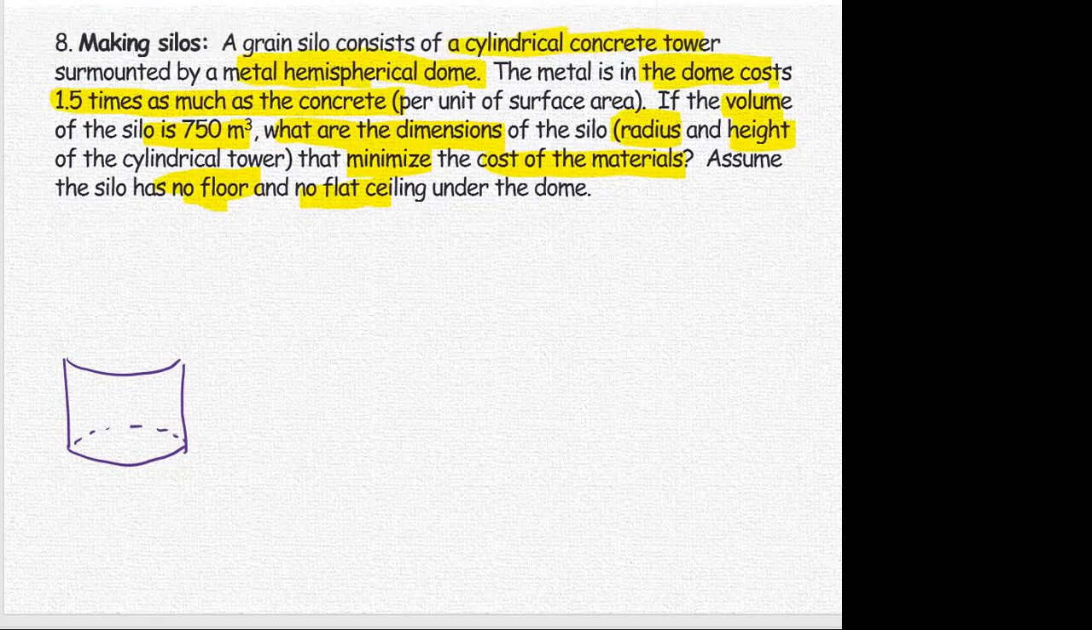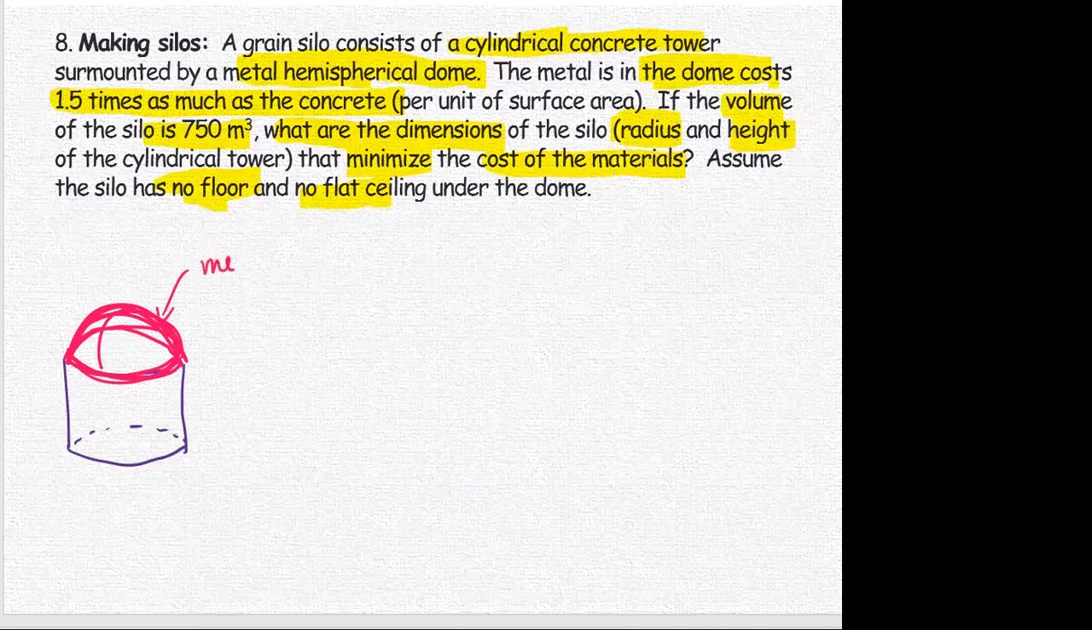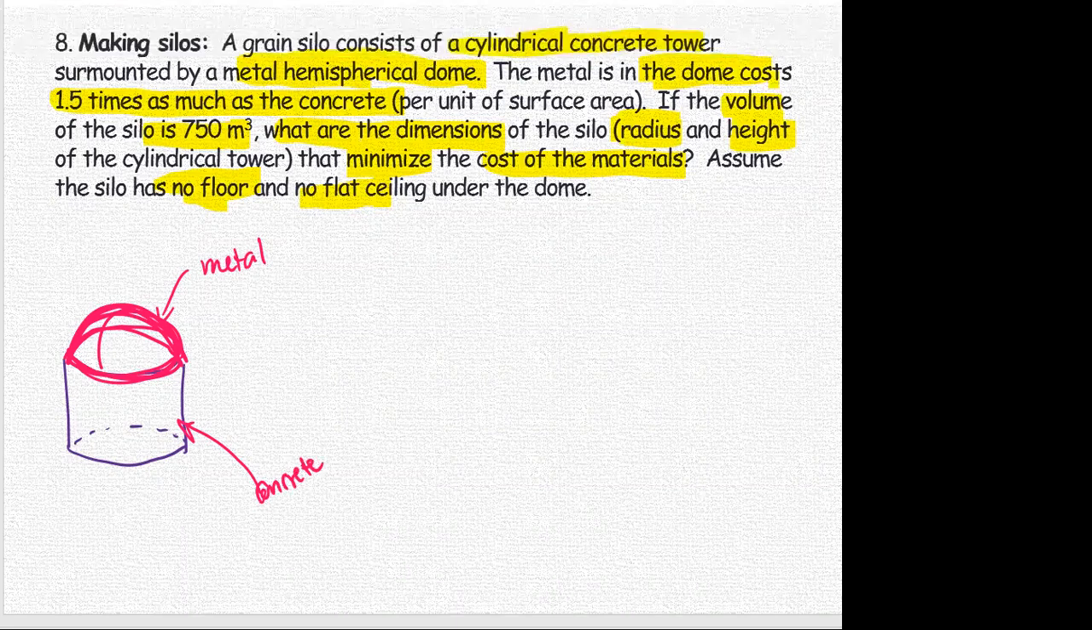So let's see if I use a different color. I do my best to draw it. With this one, the metal is in the dome. So the dome part is made by the metal, and the body made with the concrete. What else do we know? The volume of the silo is 750 cubic meters. So the volume, V, equals 750 cubic meters.